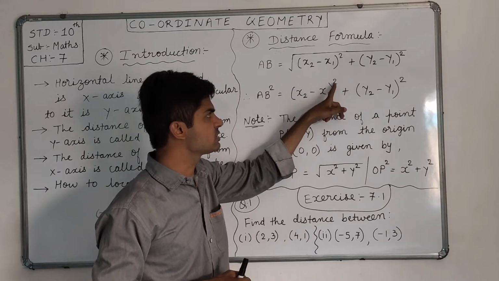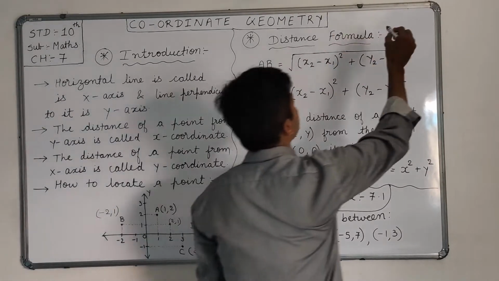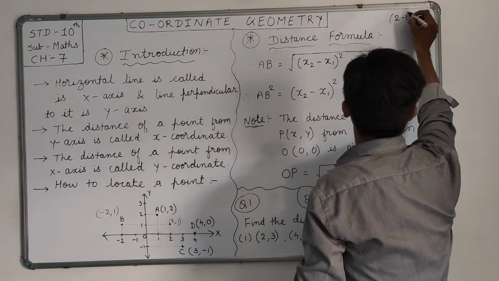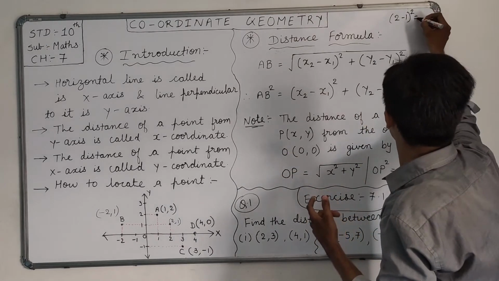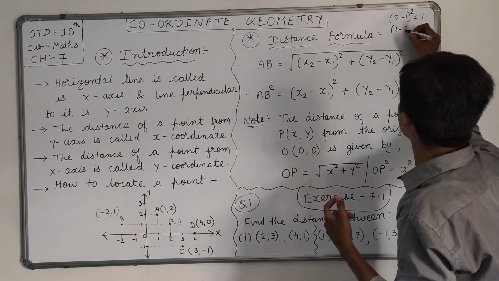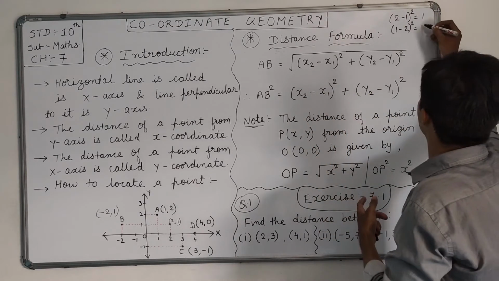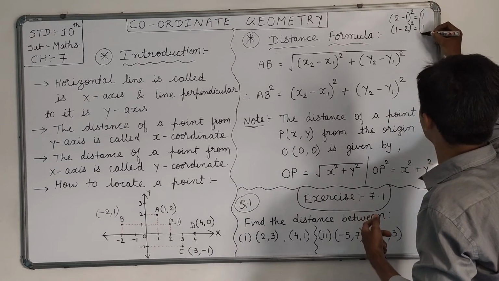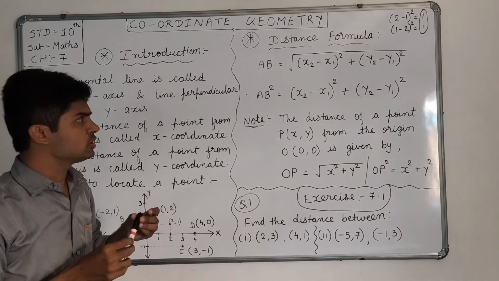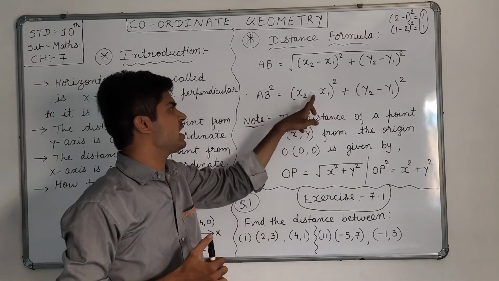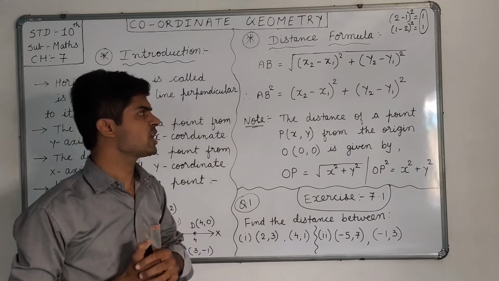Why? Because here the squares are given. Suppose if you do (2 minus 1) square, 2 minus 1 means 1, and the square of 1 is 1, right? And if you do (1 minus 2) square, 1 minus 2 means minus 1, minus 1 ka square, again it will be 1. So you can see here the answers are the same. Understood? So by mistake, if you write x1 minus x2 or y1 minus y2, there will be no change in your answer. So don't worry about that.